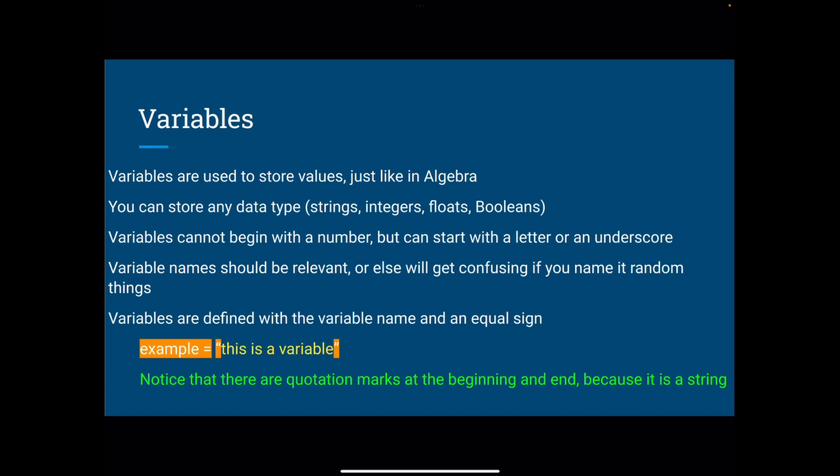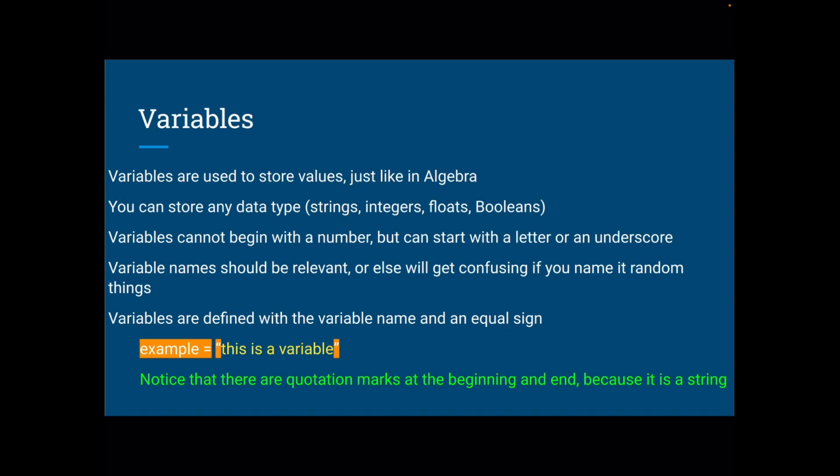Okay. So variables. Variables are used to store values just like in algebra. You can store any data type, whether that be strings, integers, floats, or booleans. Variables cannot begin with a number, but they can start with a letter or an underscore. A variable name should be relevant, or else it will get confusing if you name it random things. Variables are defined with a variable name and an equal sign.